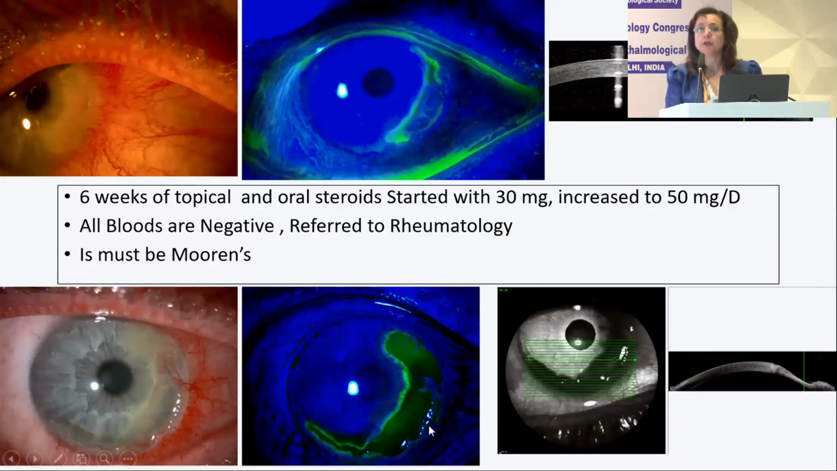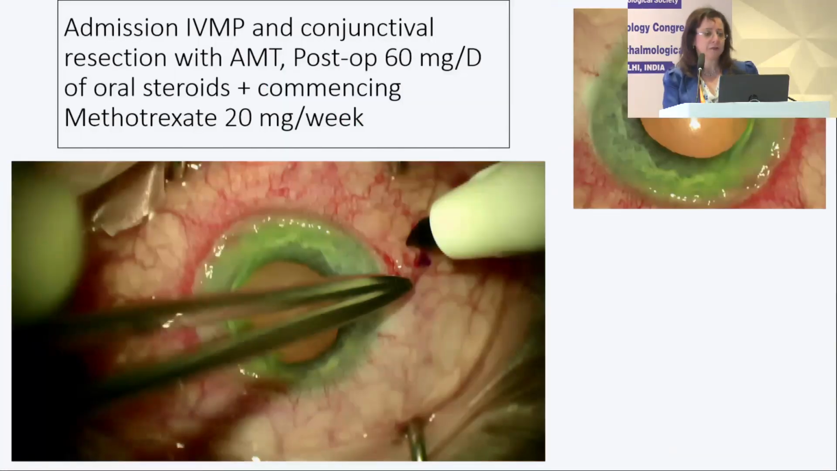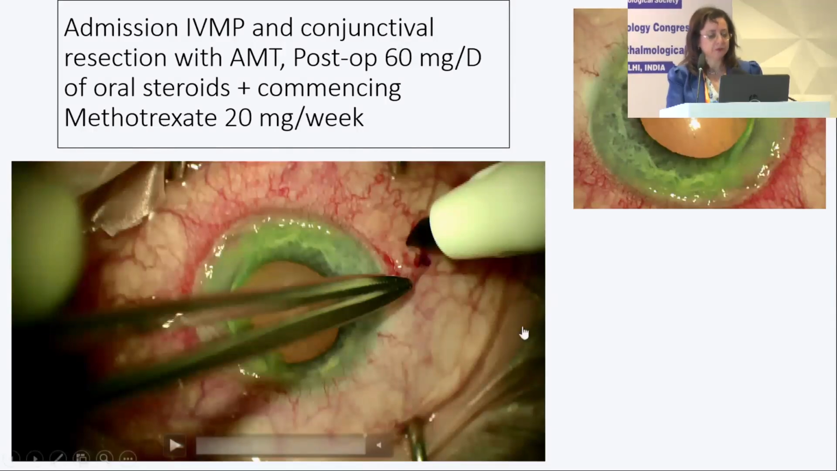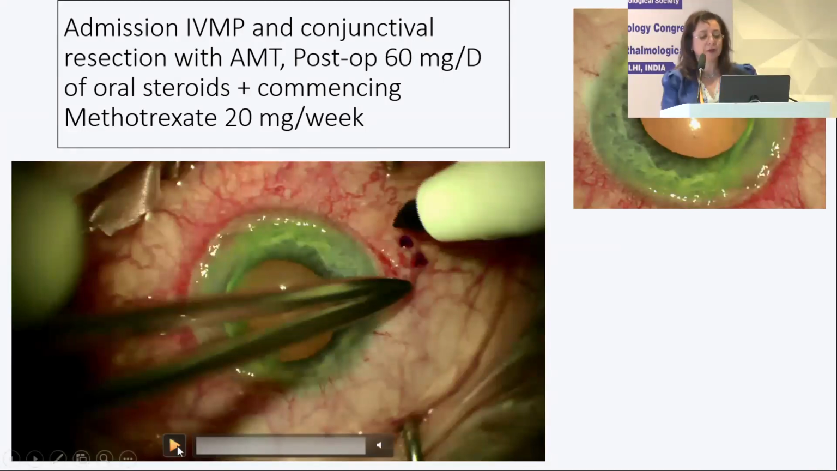And the rheumatologist investigated everything and said everything is negative, this is a Mooren's ulcer. So we admitted and gave the IV MP. I hope the video will work. So we did the conjunctival resection.